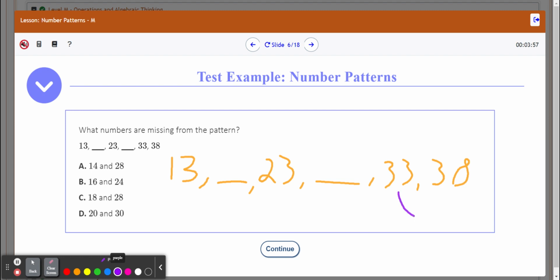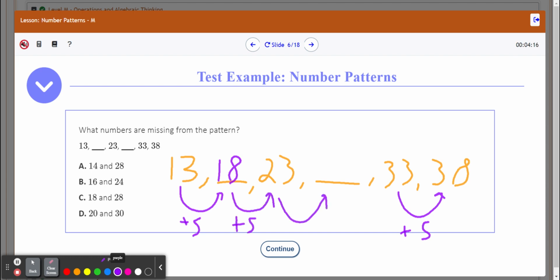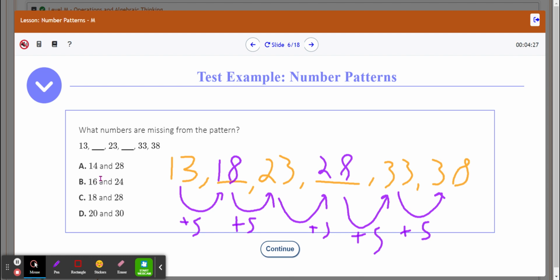Looking here, how do I get from 33 to 38? To get from 33 to 38, I'm adding 5. So let me go back and use that same rule in the beginning. If I do 13 plus 5, what do I get? 18. Well, 18 plus 5 is 23. So that makes sense. And then 23 plus 5 would be 28. And then 28 plus 5 would be 33. So my rule is plus 5, and it turns out working. So what are the missing numbers in the sequence? Well, it'd be 18 and 28.